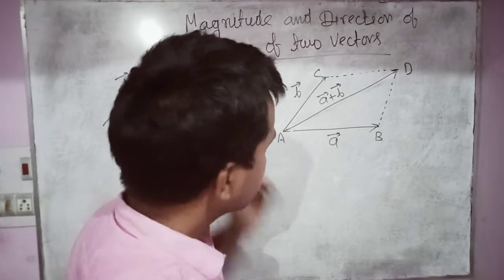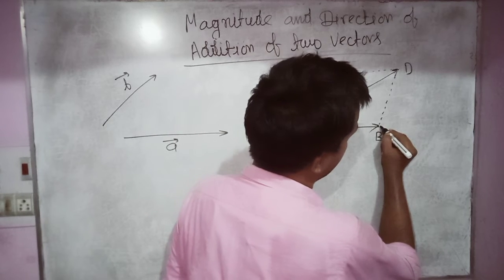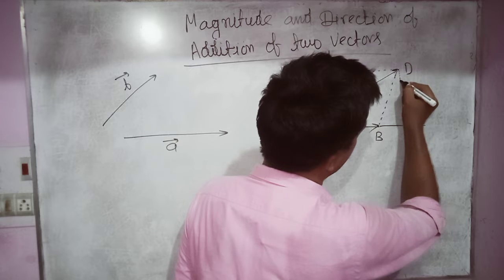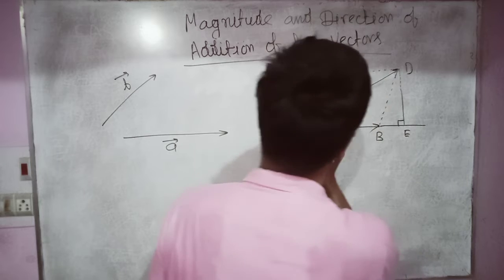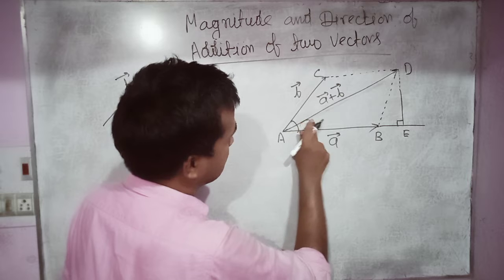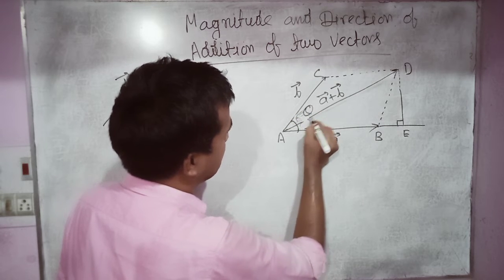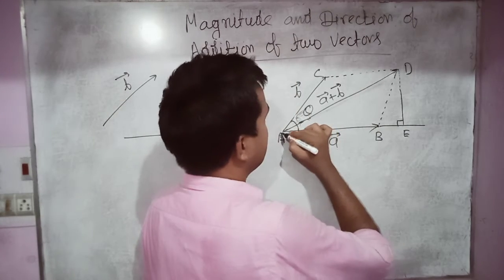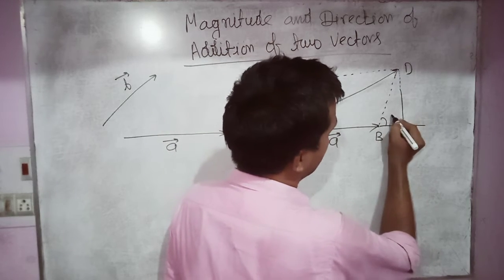Now we do some constructions. Let us extend this vector here, and we draw a perpendicular from D to E here. This is point E, and let the angle between the two vectors be theta. Theta is the angle between vector A and B. Since this line AC is parallel to BD, this angle is also theta.